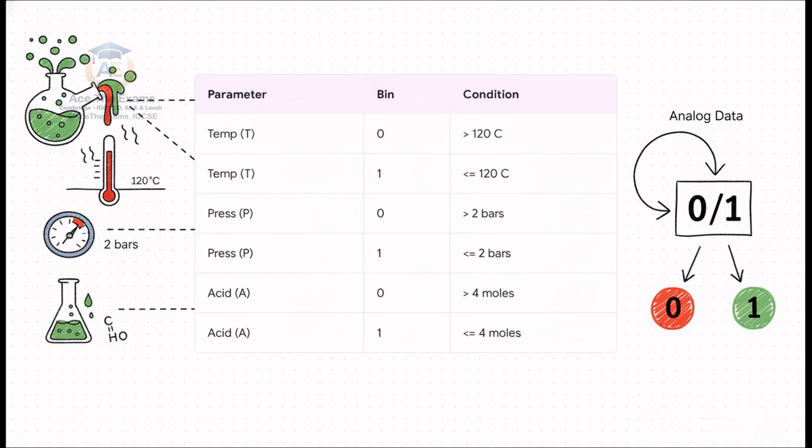Let's say we're monitoring a dangerous chemical process. We have reaction temperature T, pressure P, and acid concentration A. Notice how continuous analog data is basically forced into strict binary states. If the temperature is greater than 120 degrees, the binary value is 0. If it's less than or equal to 120, it's 1. The exam is going to give you this table, and your job is to translate these real-world constraints into an ironclad logic expression. Let's see exactly how that comes together.